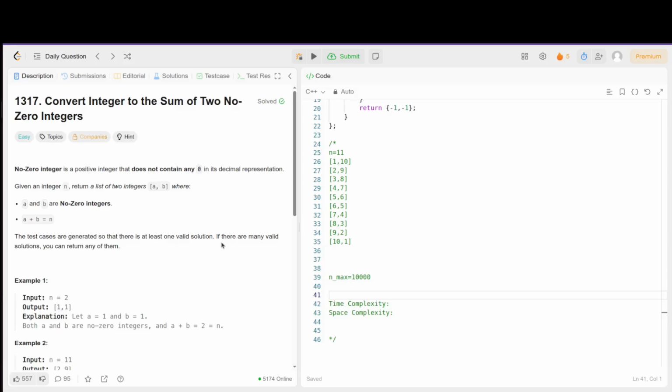Today we solve the LeetCode problem of the day, that is convert the integer to sum of two non-zero integers. So there is given n, that is the input, and we have to find a and b, two non-zero integers. Non-zero means a and b should not contain 0 in the decimal representation. So I will take one example of n equal to 11.